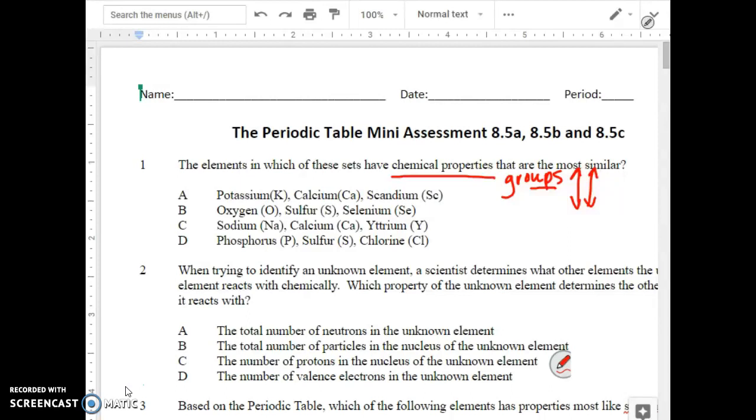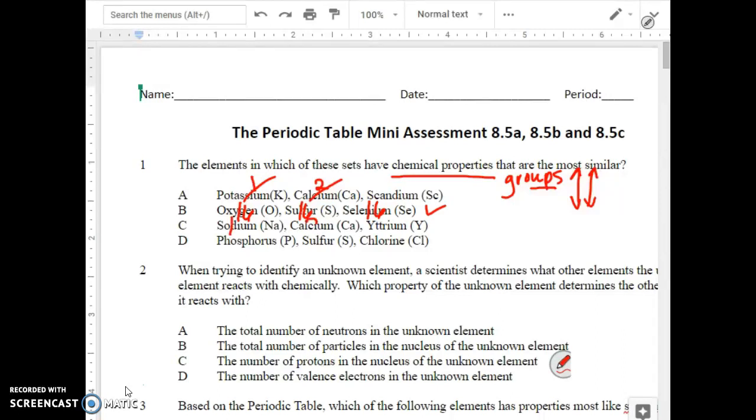So if I look at these, potassium is in group 1, calcium is in group 2, and so this is going to be already wrong. The next one, oxygen, is in group 16. Sulfur is in group 16, and selenium is in 16, so I like this one. Just to be on the safe side, I want to keep going.